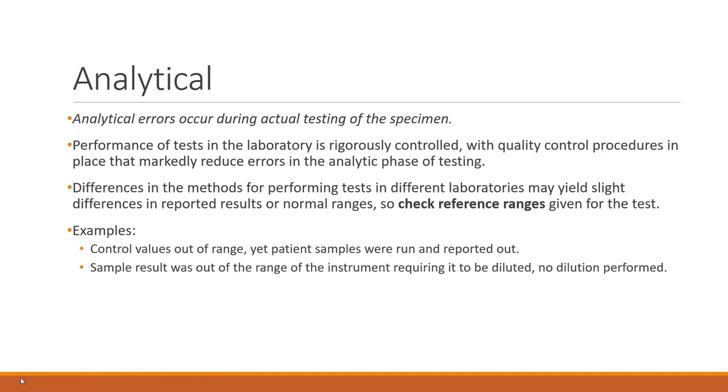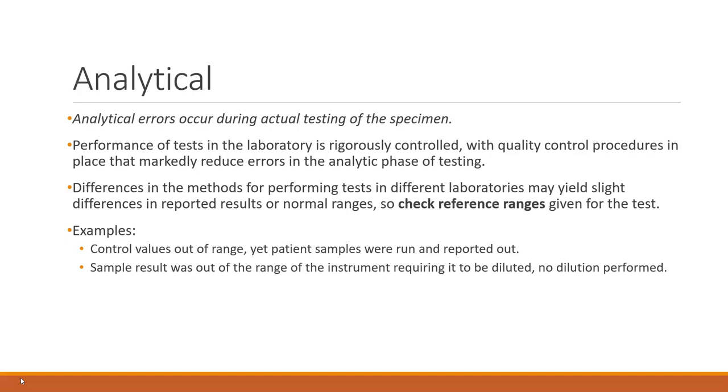Analytical errors are those that occur during actual testing of the specimen. Performance of tests in the laboratory is rigorously controlled with QC procedures in place that markedly reduce errors in the analytic phase. Differences in the methods for performing tests in different laboratories may yield slight differences in reported results or normal ranges, so check reference ranges given for the test. Examples: control values are out of range, yet patient samples were run and reported out. That's an analytical error. That's what happened to my patient.